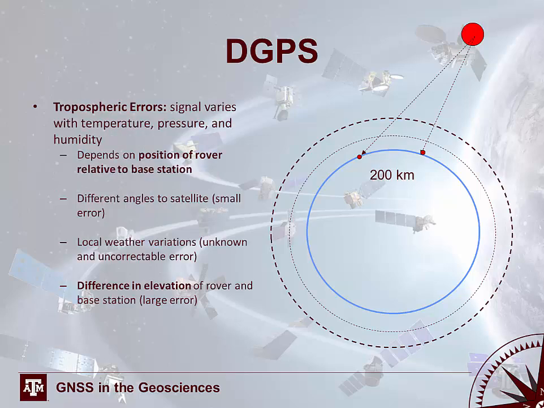So there's also tropospheric errors, which are the signal varies with temperature, pressure, and humidity. Remember, transmitted through the atmospheric layer. And once again, this depends on the position of the rover station relative to the base station. And this is due to different angles to the satellite that can introduce a small error. Remember, the angle between the satellite and the receiver determines how much of the atmosphere that signal has to be transmitted through. So if you have a different angle to the satellite from the base station and from the roving receiver, that can introduce error due to the tropospheric error.